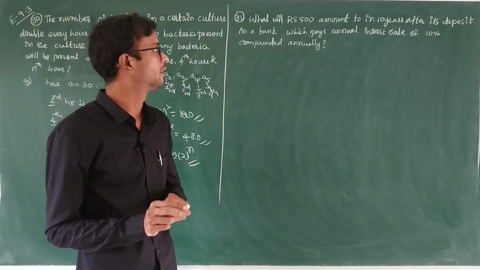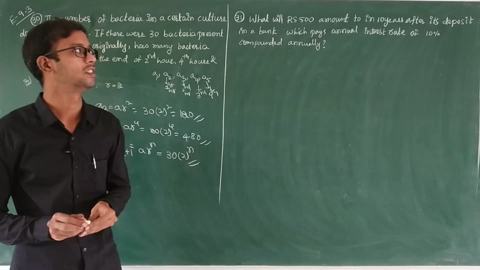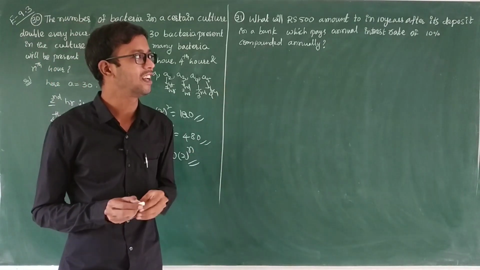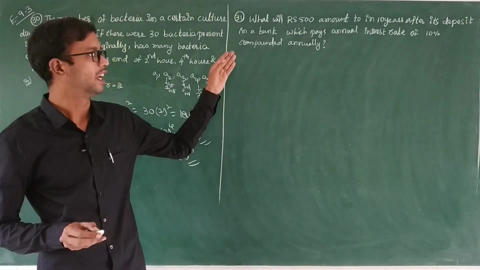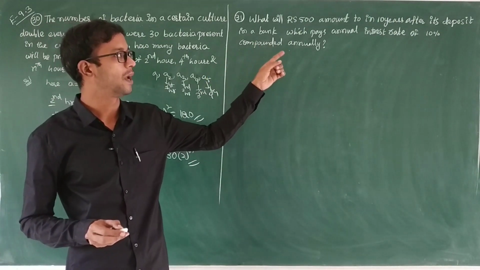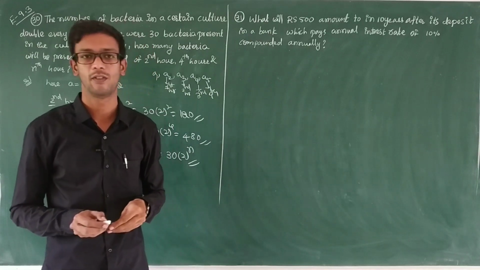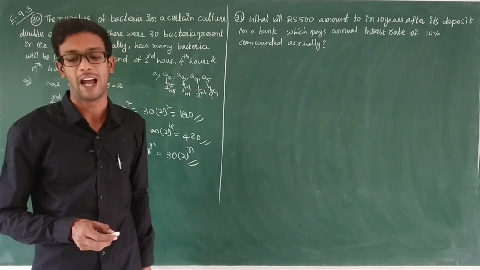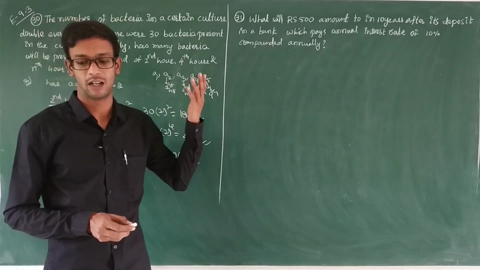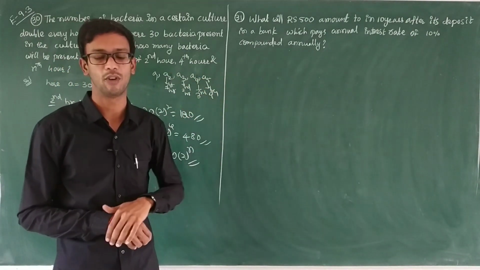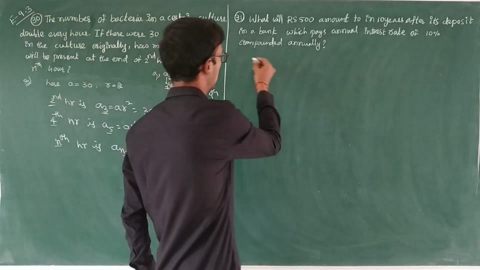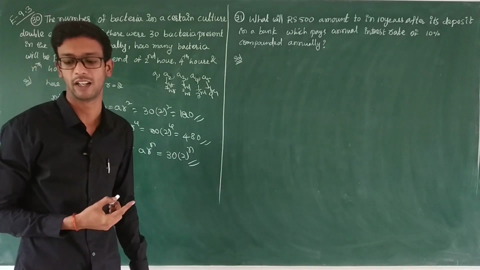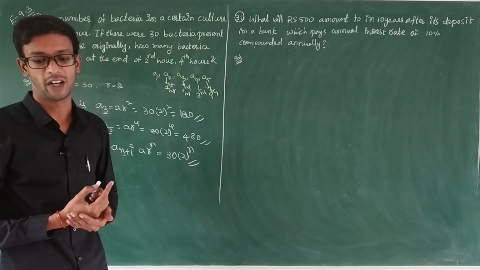Next problem: what will 500 rupees amount to in 10 years after its deposit in a bank which pays annual interest at the rate of 10%, compounded annually? In 10 years how much will the amount be? So here the deposit amount is 500, increasing 10% every year. That's why it is a geometric progression.